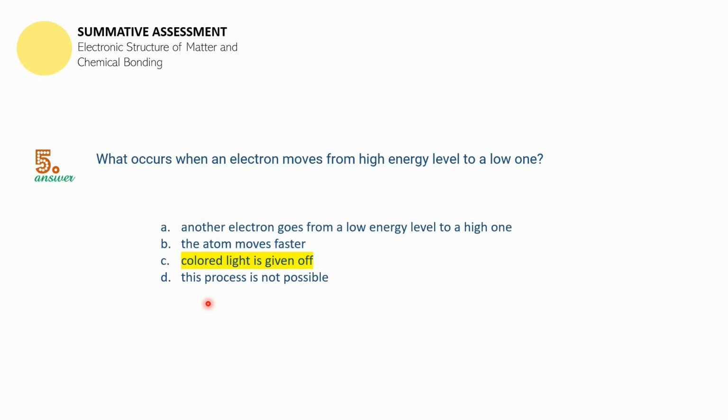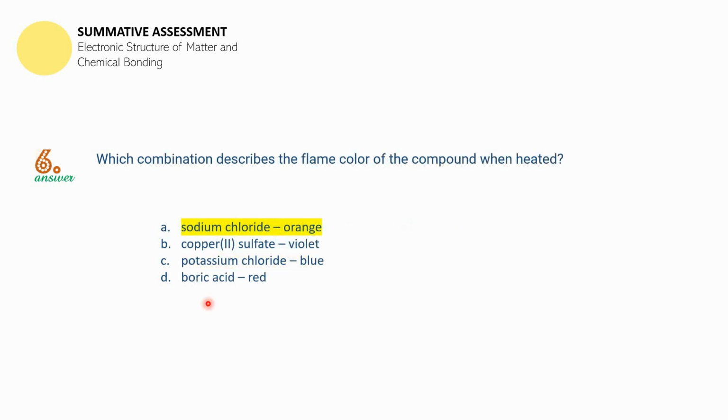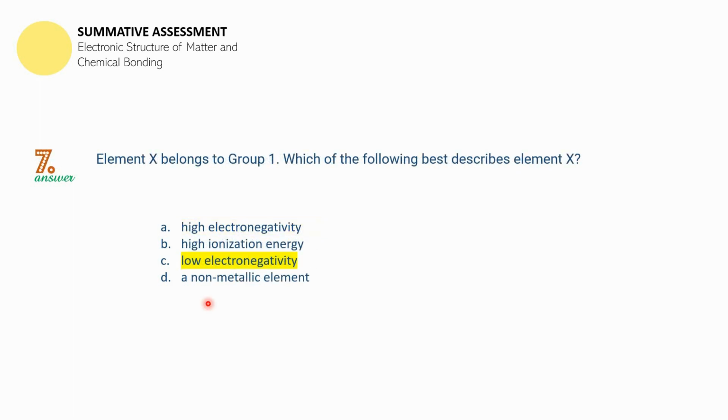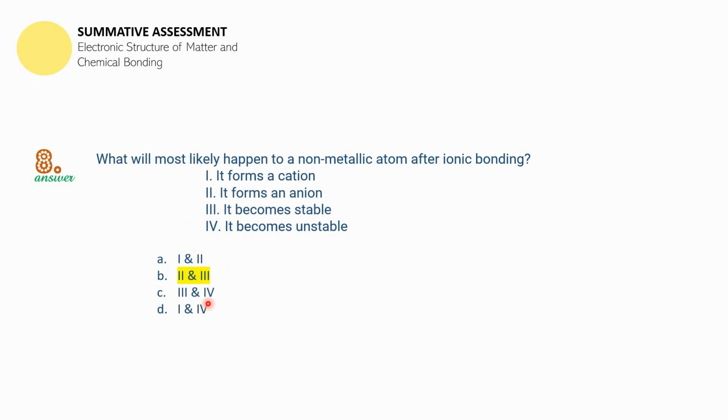The answer to question number 6 is A. Sodium chloride is orange. The answer to question number 7 is C. Low electronegativity. Okay, so the answer to question number 8 is B. 2 and 3. It means it's going to form an anion and it will become stable. Why did it become an anion? Because a non-metallic atom usually receives electrons.